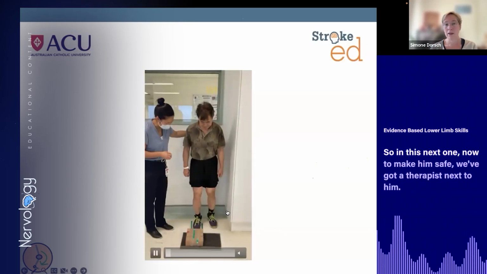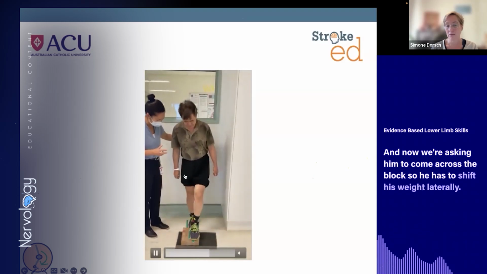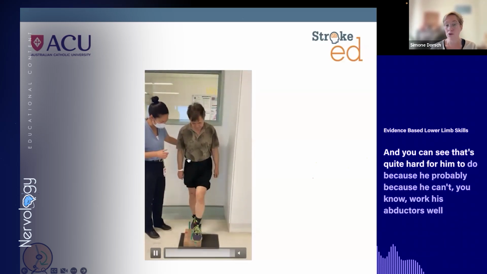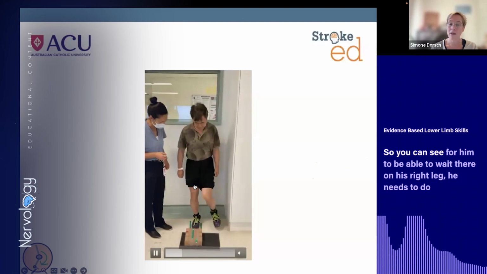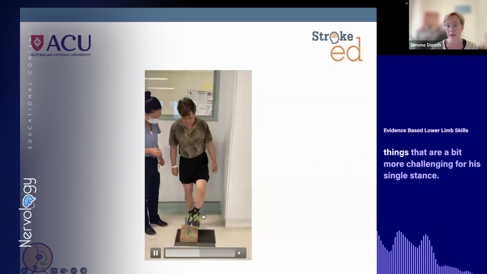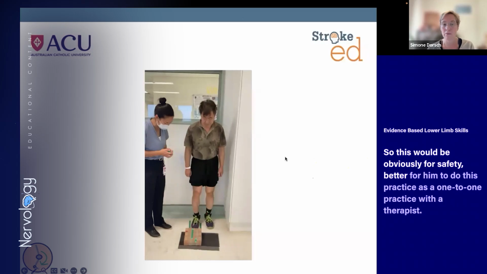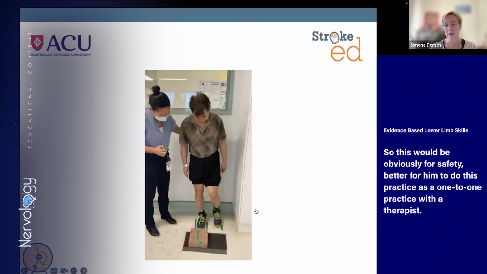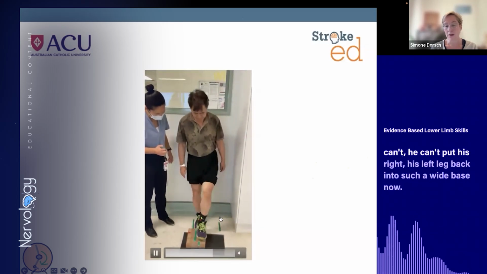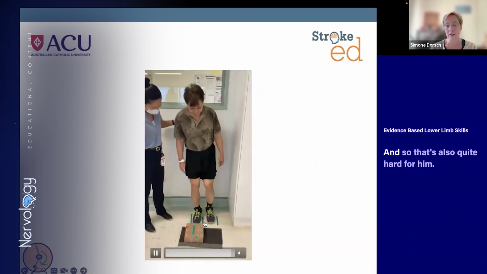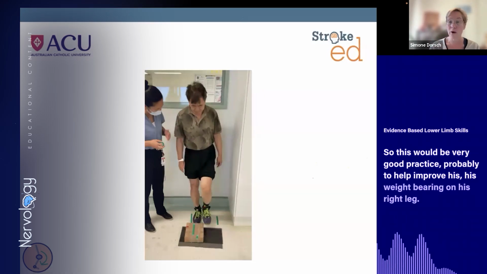So in this next one, now to make him safe, we've got a therapist next to him, and now we're asking him to come across the block, so he has to shift his weight laterally. And you can see that's quite hard for him to do because he can't work his abductors well enough in combination with his extensors. So you can see for him to be able to weight bear on his right leg, he needs to do things that are a bit more challenging for his single stance. So this would obviously, for safety, be better for him to do as a one-to-one practice with a therapist. And you can see now also we've marked where he needs to come back to, so he can't put his left leg back into such a wide base now. And so that's also quite hard for him. So this would be very good practice, probably, to help improve his weight bearing on his right leg.